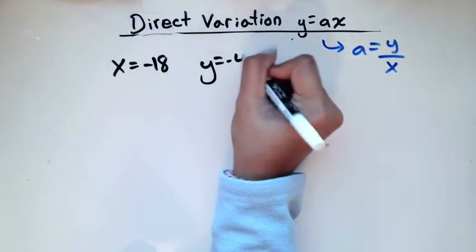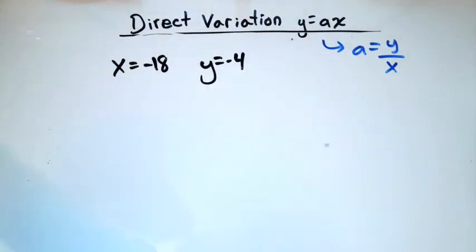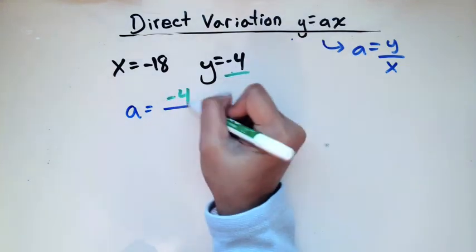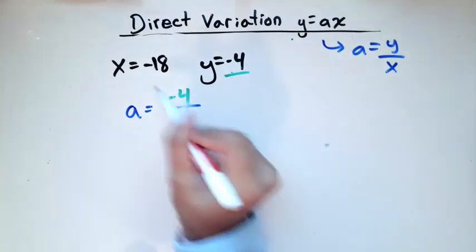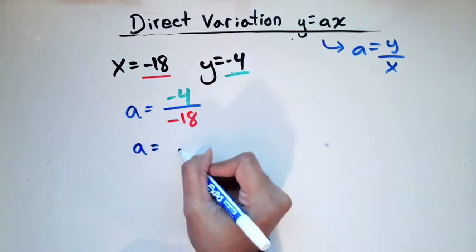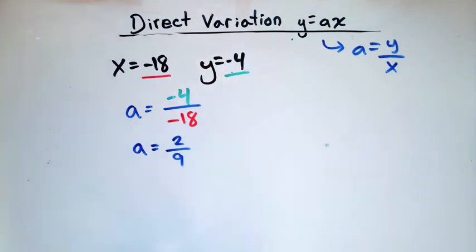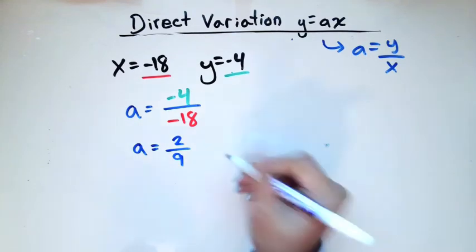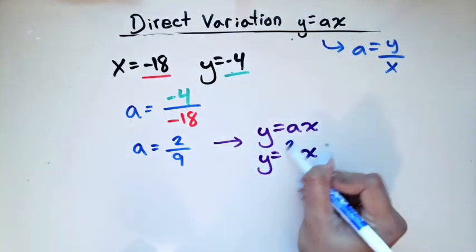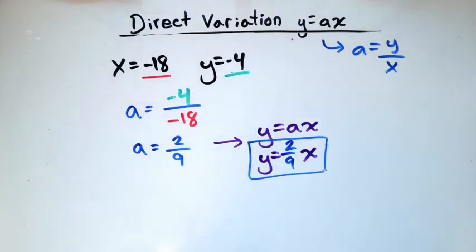Let's try another. You have x equals negative 18 and y equals negative 4. Remember, it's y over x. So you get negative 4 over negative 18. When we simplify that and divide by negative 2, you're going to get 2 over 9. Let's put that into our direct variation equation. Again, y equals ax. So we get y equals 2/9 x as our final equation.